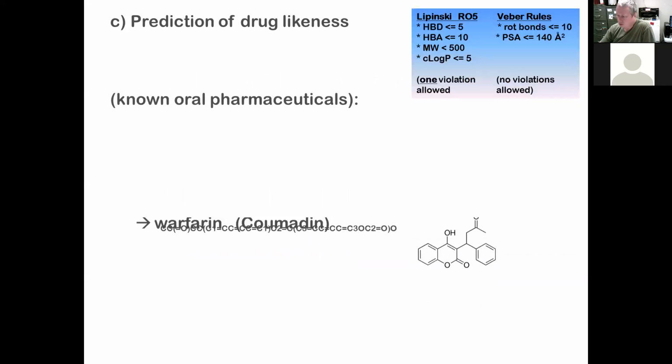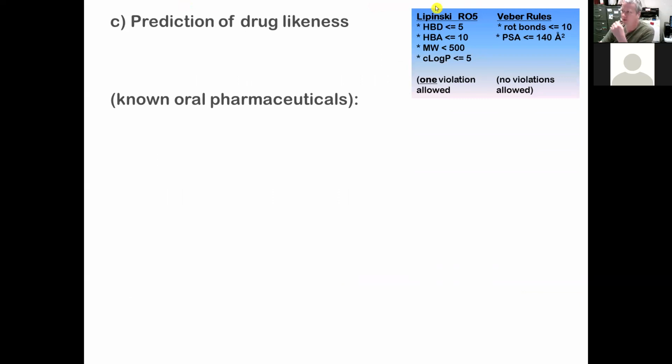Remember, these are the rules for drug likeness that we talked about earlier: the Lipinski rule of 5 and the Weber rule of 2. With the Lipinski rule of 5, one violation is allowed. So if you have one violation, it's still Lipinski compliant. With Weber, no violations are allowed. So what are the rules again?